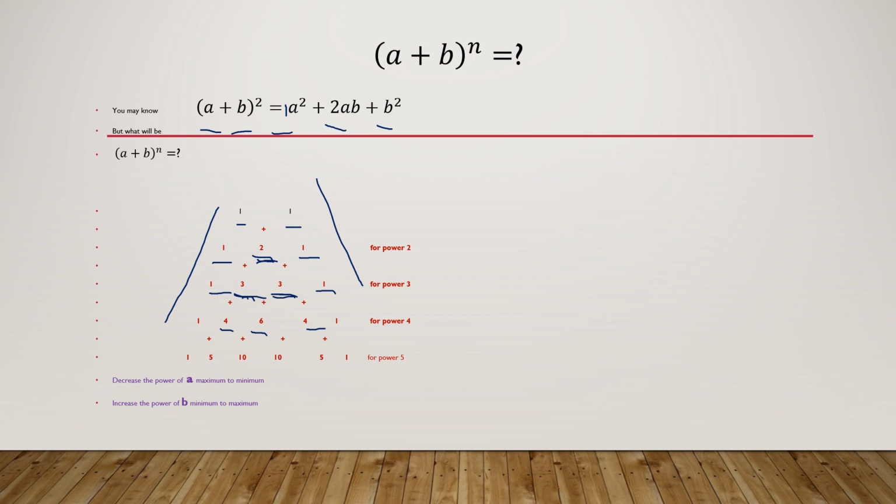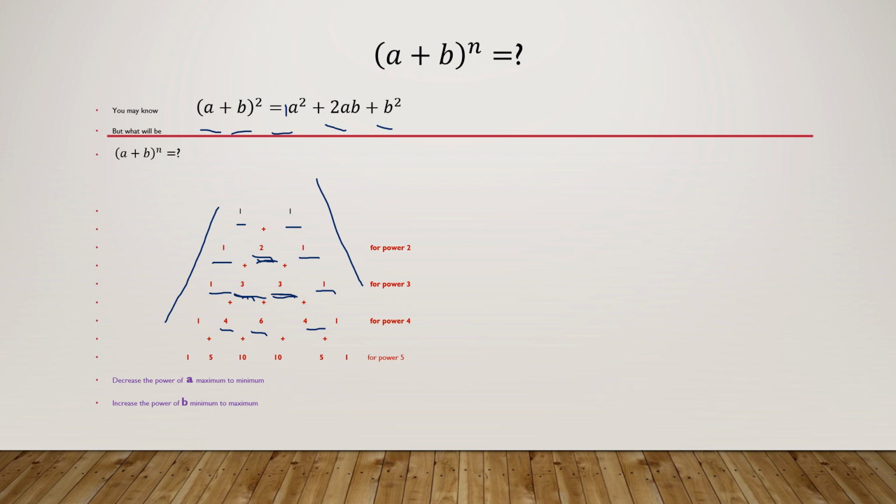So the coefficients for power 2 are 1, 2, 1. For power 3, the coefficients are 1, 3, 3, 1. For power 4, the coefficients are 1, 4, 6, 4, 1. And for power 5, the coefficients are 1, 5, 10, 10, 5, 1.